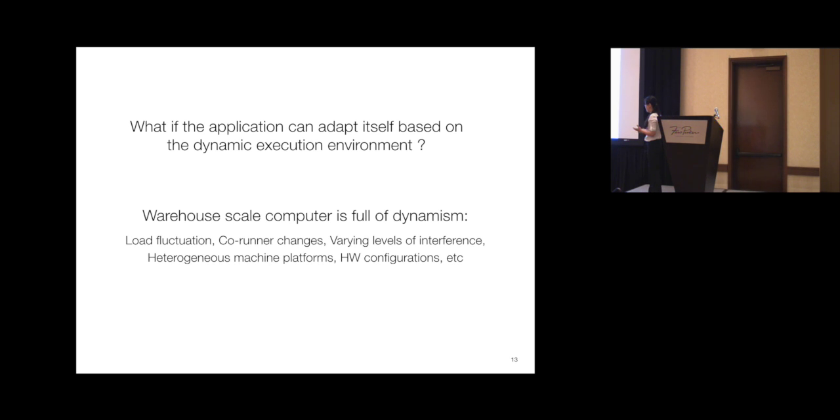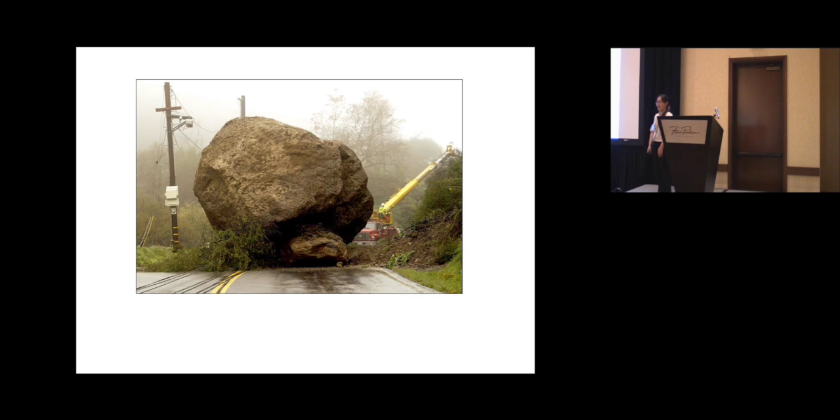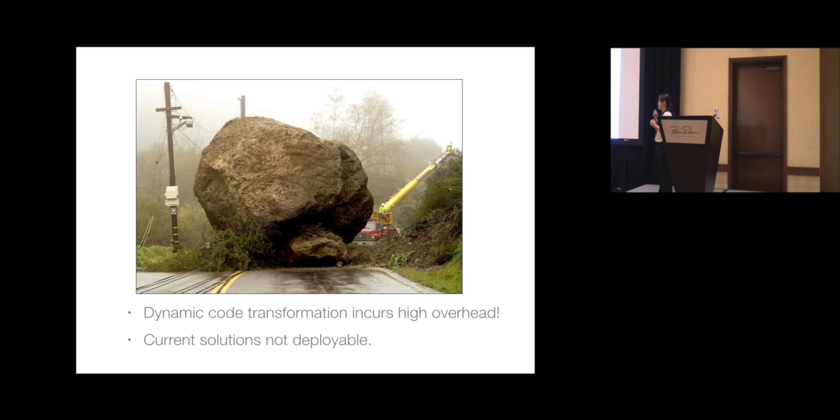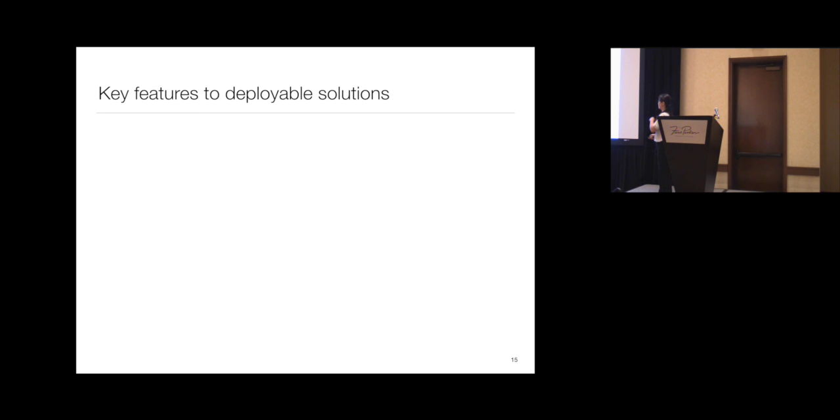The execution environment changes, for example, there is load fluctuation, and there are co-runner changes. This requires a capability to adapt. But it's not easy, because dynamic code transformation is super expensive. And so what?